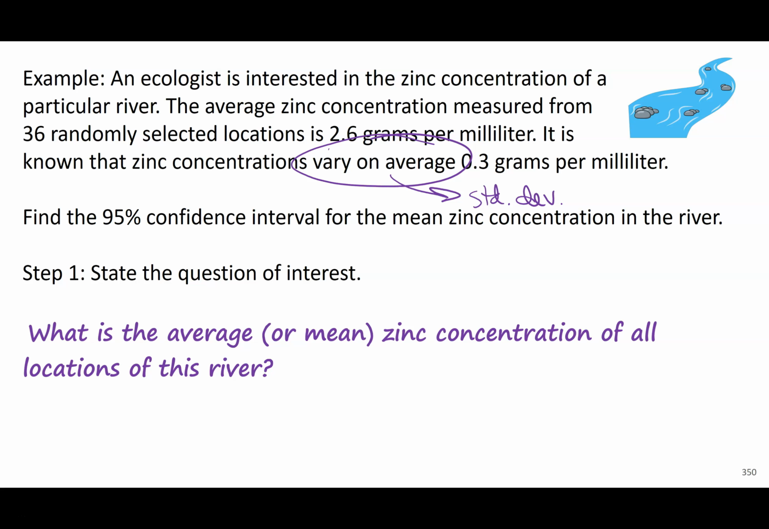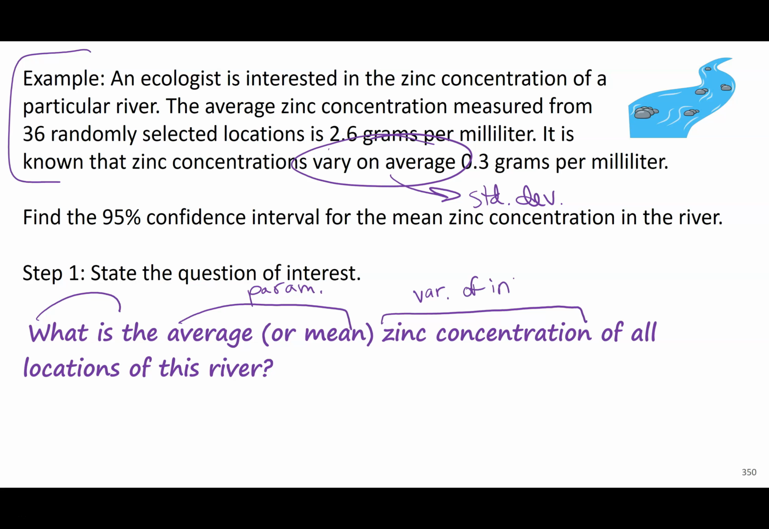So because I'm looking at doing a confidence interval, and they're interested in finding out what is, and then I need the parameter. So mean or average. Zinc concentration, this is my variable of interest. This is what, when we take those 36 locations, is recorded for each of those 36 locations. And then this last part, of all locations in this river, that's my population.